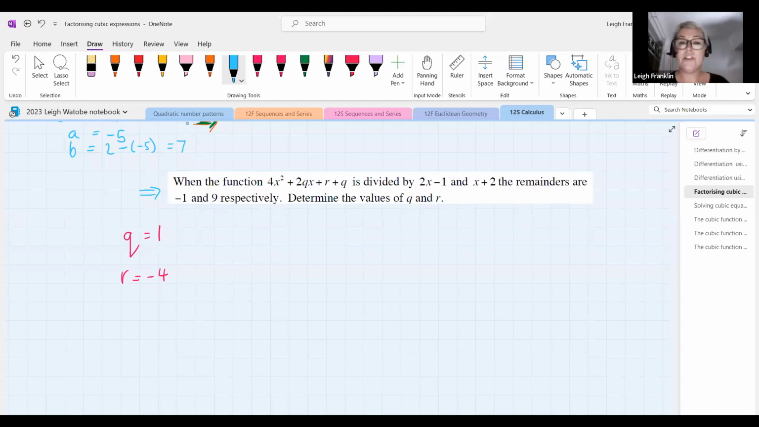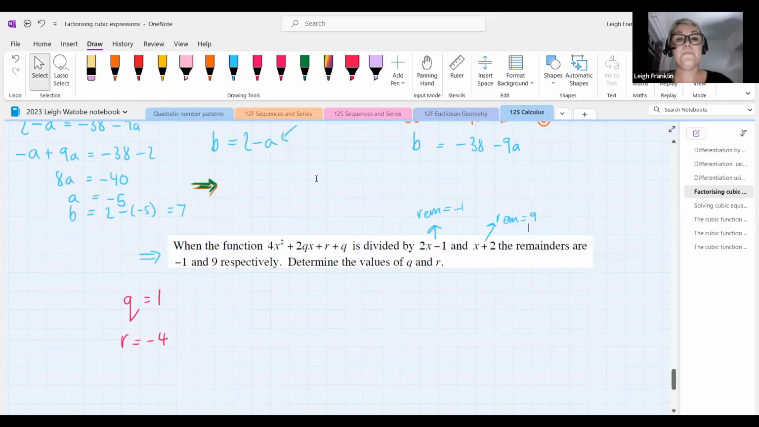All right, and then just to help you if you are stuck here: when f of x is divided by 2x minus 1, and it's remaindered by this, that's what they mean when they say respectively. That's when the remainder is -1. When it's divided by x plus 2, that's when the remainder is 9. Okay, if you need a little bit of help forming those equations.